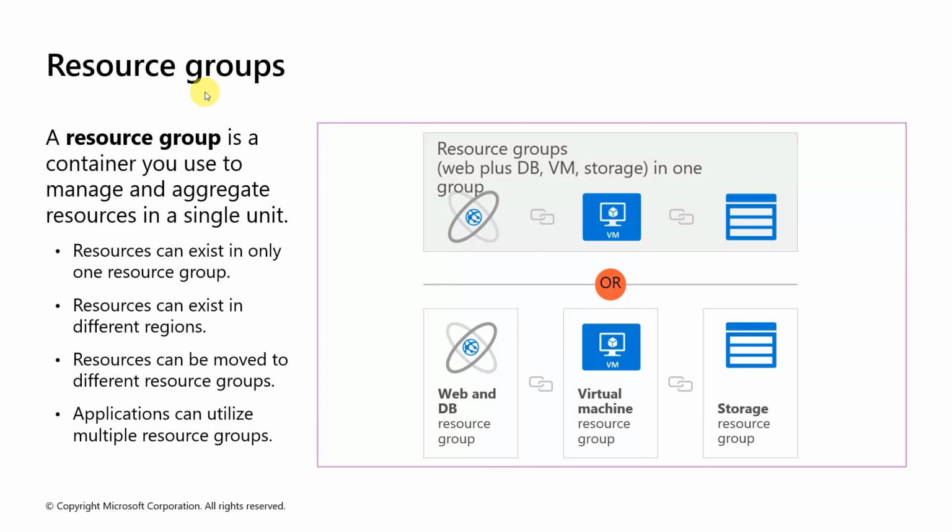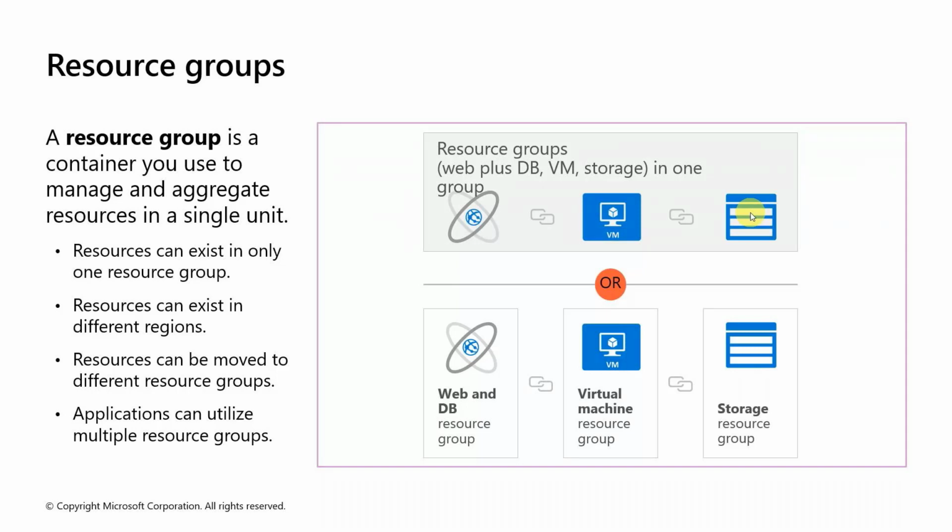So here in this slide, there are two examples. One, a web application, a VM, and a storage, right? All these three are related. Because they are related, one resource group is created. Okay, that's one way of creating resources.